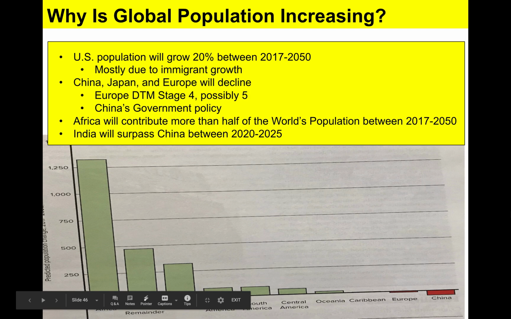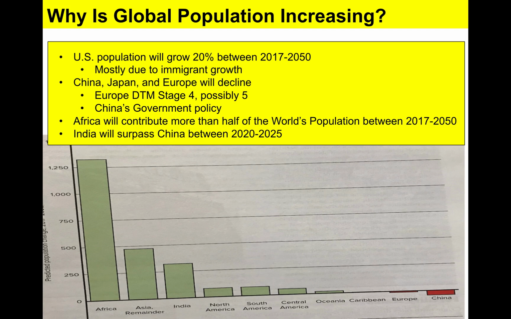Why is global population increasing? Well, U.S. population will grow 20% between 2017 and 2050. It's mostly due to immigrants. China, Japan, and Europe will decline. Europe is in DTM stage 4 or possibly 5, and we'll talk about DTM stages here today. And then China also has an anti-natalist policy to control population. Africa will continue to grow, and there will be more than half the world's population growth between 2017 and 2050, as you can see in the bar chart below. India will surpass China, as already mentioned, between this year and 2025.